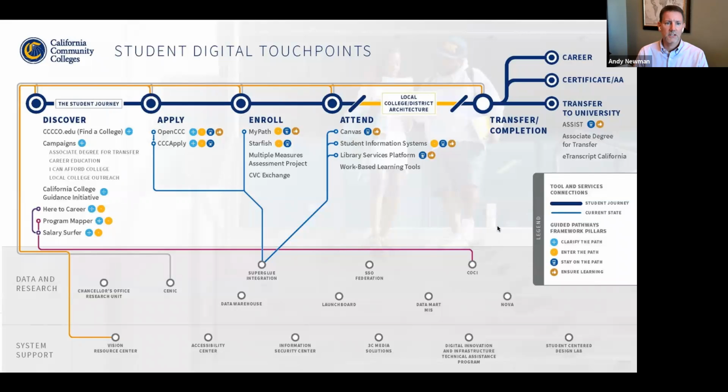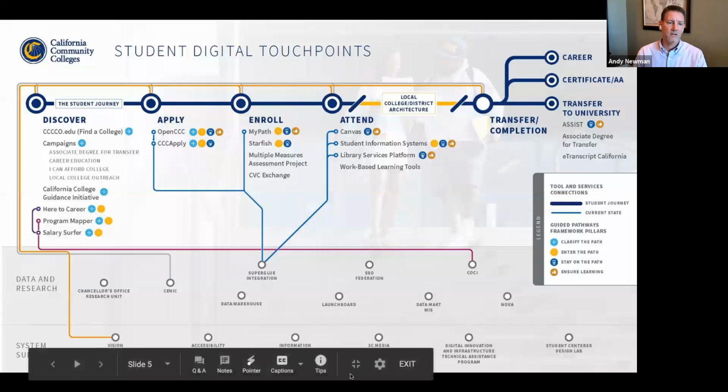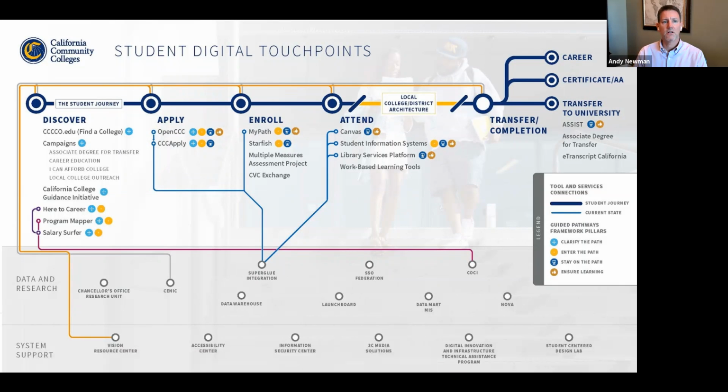We want to make sure that you're clear on the Chancellor's Office student digital touchpoints. You're all probably familiar with this slide. Before we get to the blue lines, which talk about some of the key solutions, over on the left on Discovery, the Tech Center also provides a career mapping tool called Career Coach. And then moving to Apply, you see we have OpenCCC and the CCC Apply suite, which I'm sure you're all familiar with. We also, from the enrollment phase, provide MyPath, which is an ever expanding and growing solution that Jane's going to talk about in just a minute, as well as multiple measures and other things.